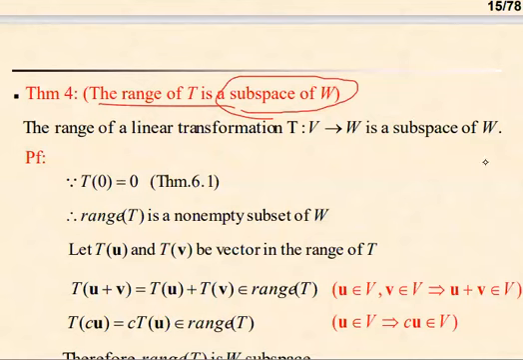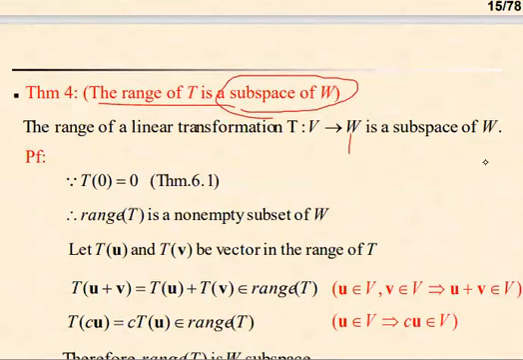We know that W is a vector space. Zero belongs to W, because it is a vector space, the additive identity. This is called the additive identity, right? The zero element in W, and we know that this is a linear map. This is a linear transformation.